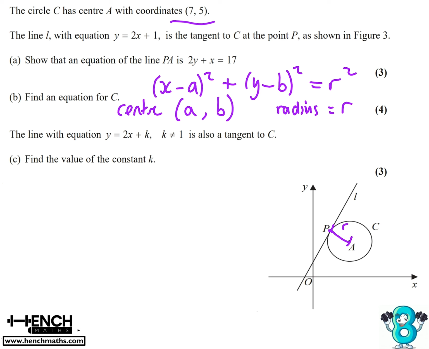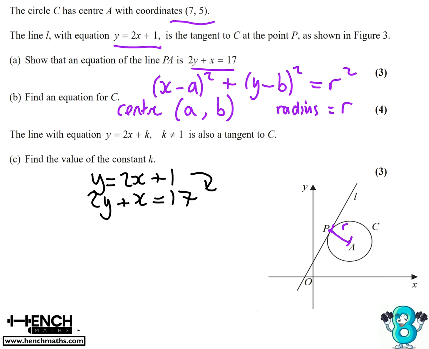So we know a line that goes through P here, and we also know that PA also runs through that. So we could do simultaneous equations and we can find out what P is. So doing simultaneous equations with y equals 2x plus 1 and 2y plus x equals 17. Now because y is a subject, what we could actually do is do substitution, put that straight in there.